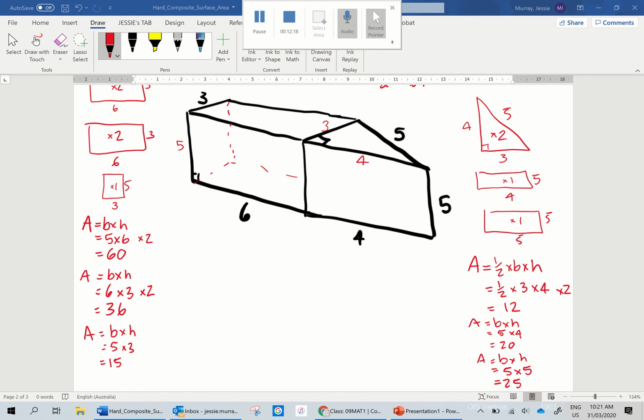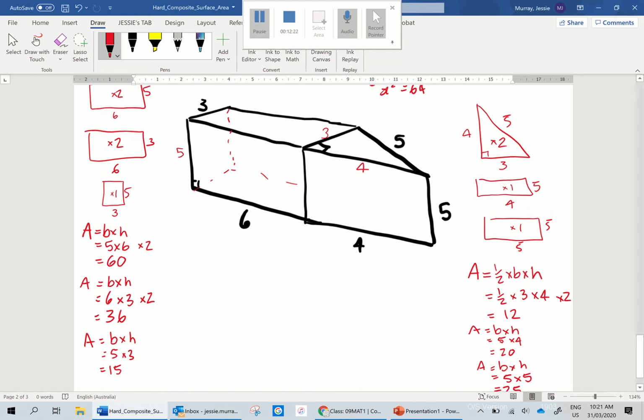Now I've done all my areas. One thing I forgot, I guess, to mention to you to check is count how many shapes you've done the area of and count how many sides this shape has, okay? So for instance, I've done 2, 4, 5, 6, 7, 8, 9 shapes there, and then if you do count all the sides of that shape, there is 9. Okay, and finally my total surface area.